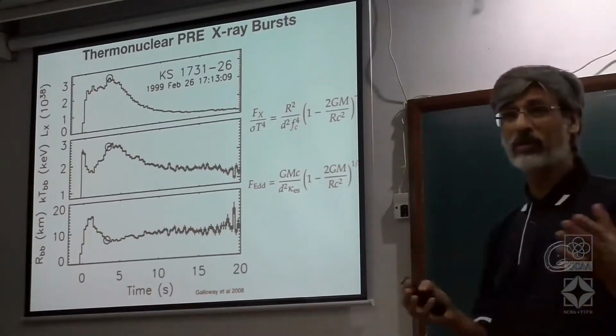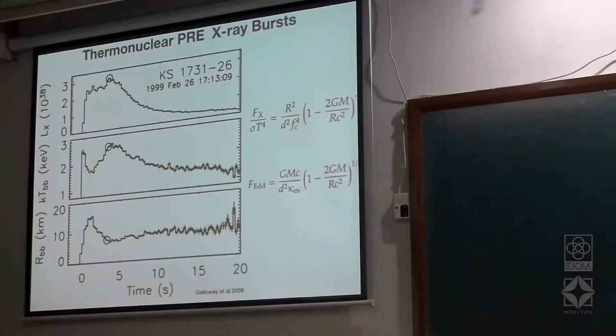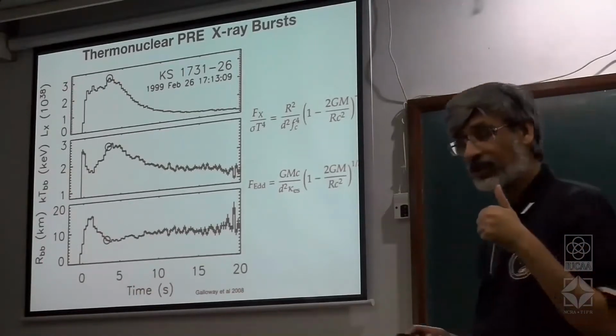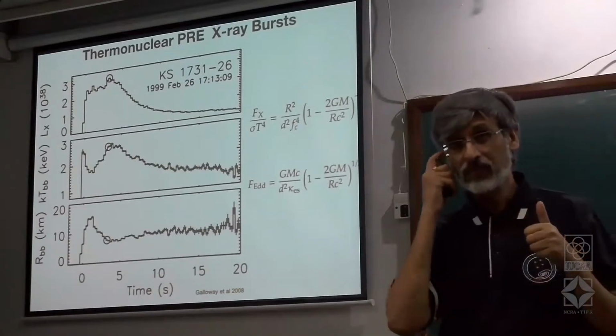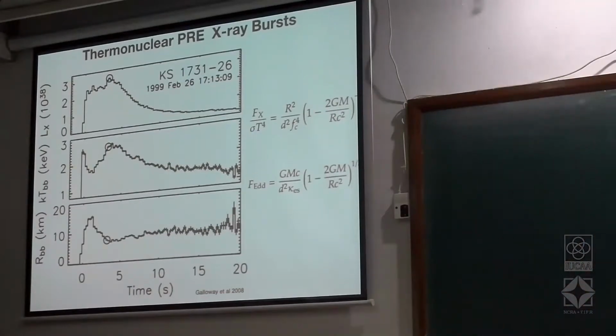Material will become transparent, so you will begin to see the surface again. So there you will have a measure of both luminosity and temperature. From that you can measure the radius. So that's what is done. We look at luminosity, the maximum point here attributed to Eddington luminosity, and temperature, black body radius.